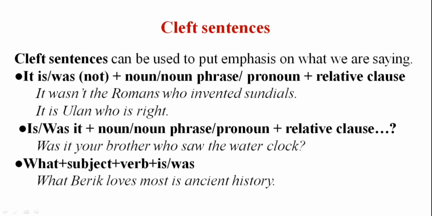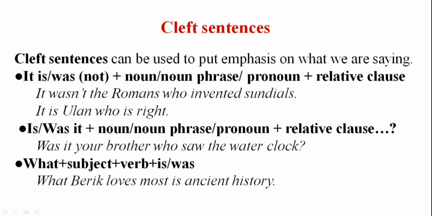Cleft sentences. Cleft sentences can be used to put emphasis on what we are saying. In affirmative and negative sentences, the structures are: it is plus noun or noun phrase, pronoun plus relative clause. It was plus noun or noun phrase or pronoun plus relative clause. It wasn't the Romans who invented sundials. It's Ulan who is right.